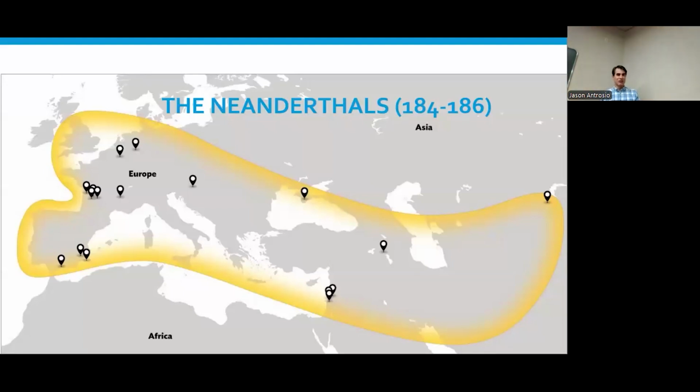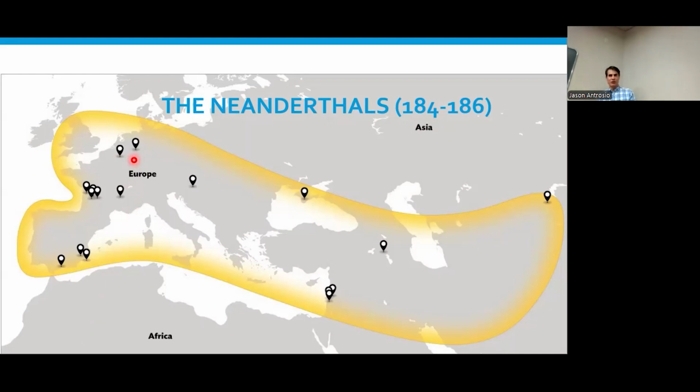Everybody's heard of the Neanderthals. They emerged from a Homo erectus lineage that had spread out earlier, probably around 400 to 500,000 years ago. They occur across Eurasia. They were named the Neanderthals because the first skeletons of them were discovered in the Neander Valley in Germany.